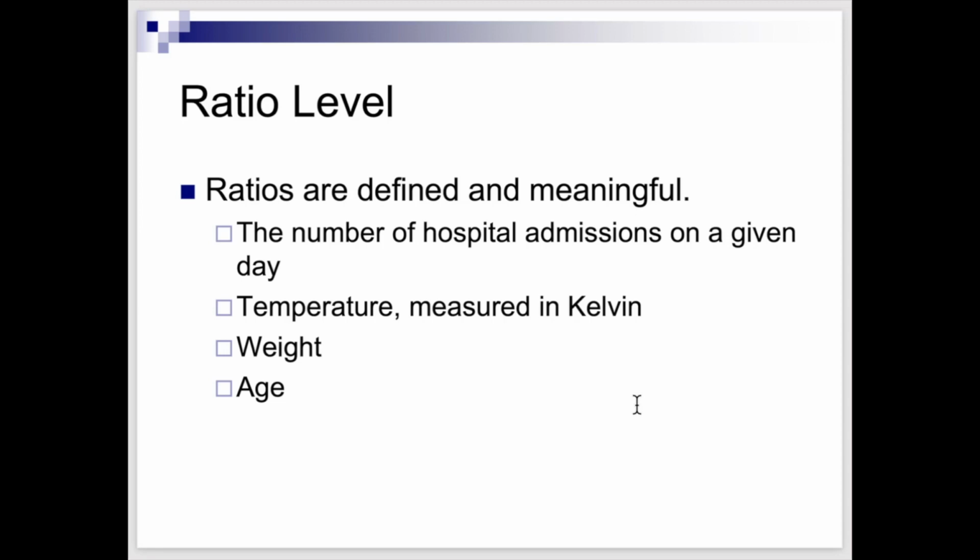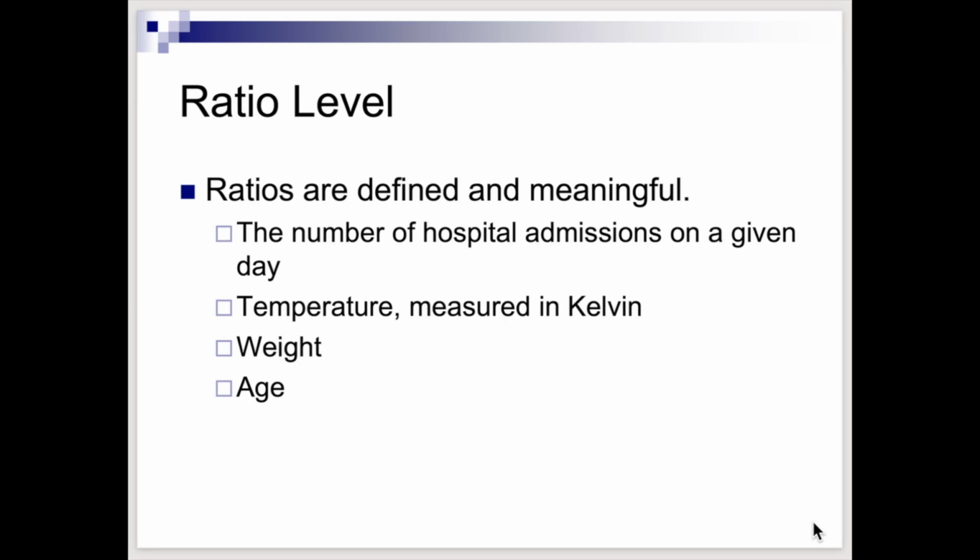Okay, and then finally some additional examples. Weight would be an example of ratio level data, and also age would be as well. So if we compare the ages of somebody who is 30 years old to someone who is 10 years old, the difference being 20 years, that is defined and meaningful, but also the ratio is defined and meaningful as well. The person that is 30 years old has been around 3 times longer than the person who is 10 years old.